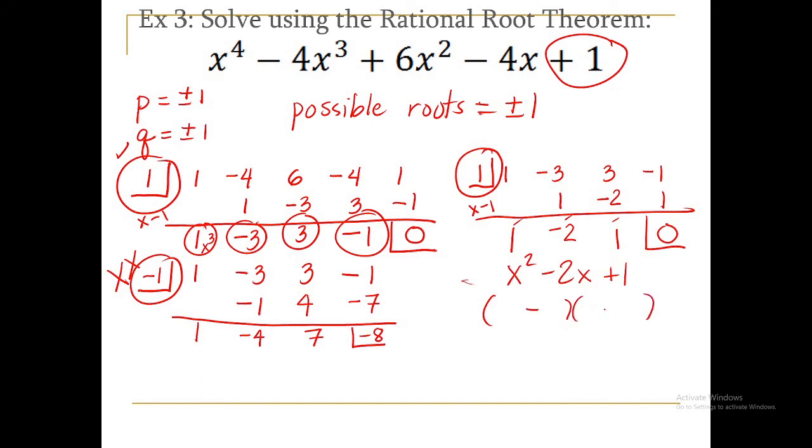Is it minus, class? Yes, sir. What are factors of 1 when added? It's 1 times 1. One. So what are our factors? x minus 1, sir. Okay, what else? x minus 1.